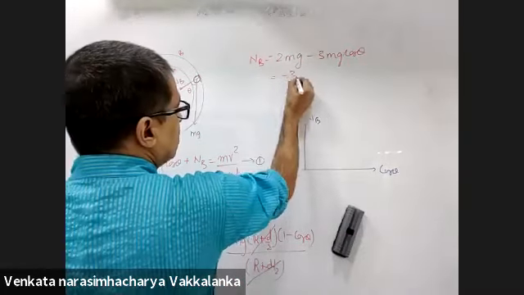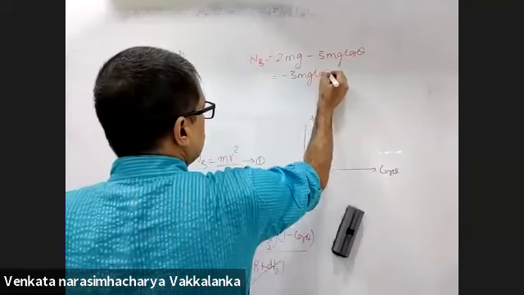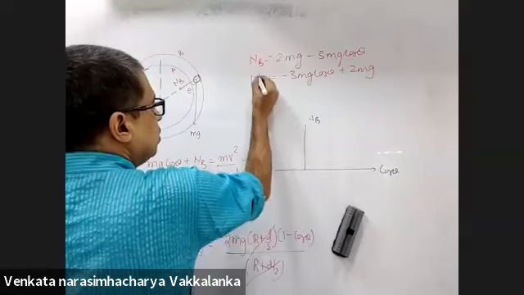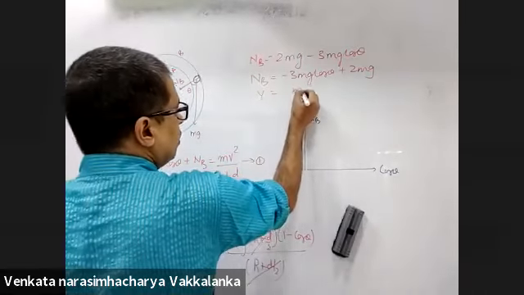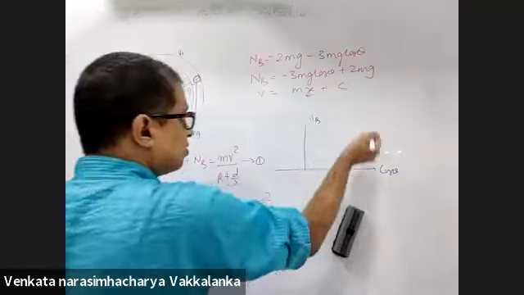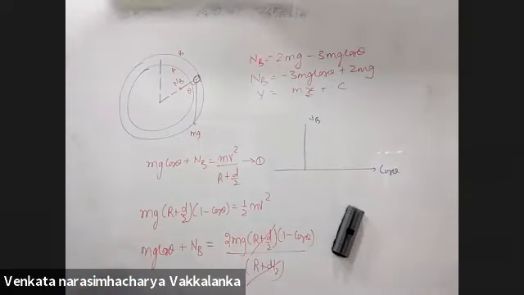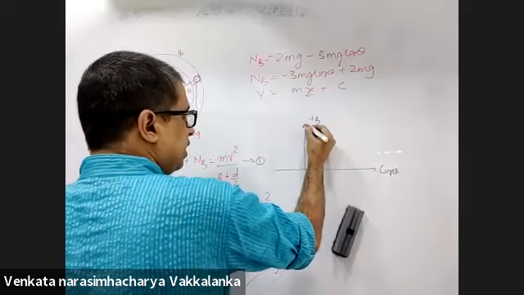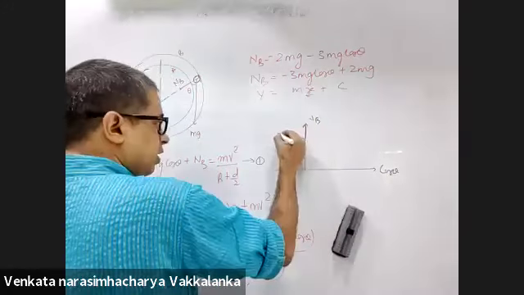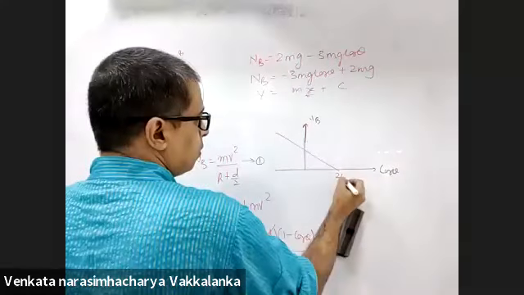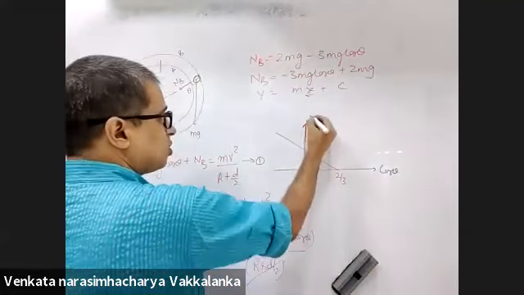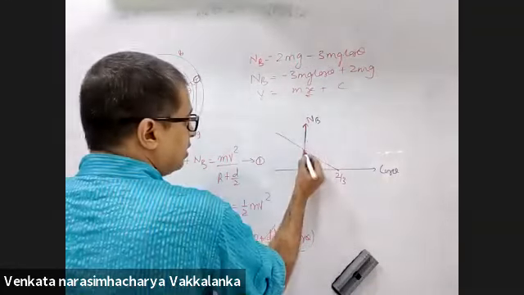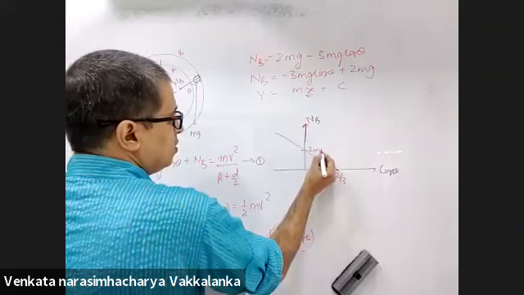Now you will write this as minus 3 mg cos theta plus 2 mg is equal to NB. Why am I doing it? Y is equal to mx plus c. The x-axis is cos theta for me. So very technically, the graph has negative slope, minus 3 mg. NB starts at cos theta equal to 2 by 3. The intercept on the y-axis is positive 2 mg.